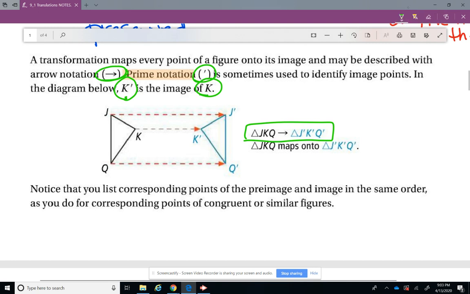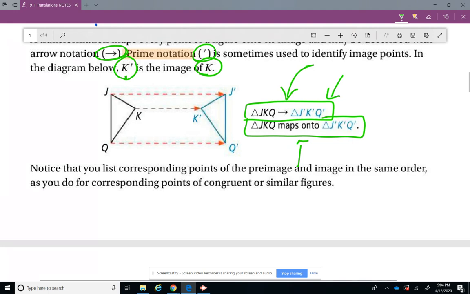Okay, so when I read it first, I actually said the second part. This is using the arrow notation and this is using words. All right, notice that you list corresponding points of the pre-image and the image in the same order as you do for corresponding points of congruent or similar figures. You got to do it in the same order because their angles didn't change here. The distance didn't change here. We just see that it got changed by positioning in this situation. The size didn't actually get changed, nor did the shape. It's the positioning, it actually got reflected, didn't it?